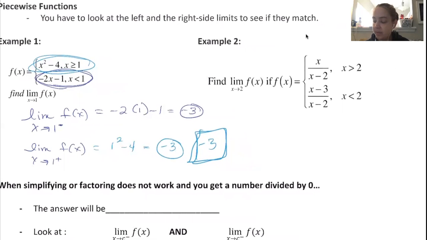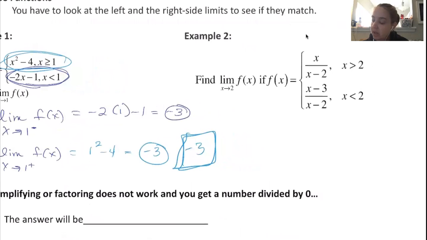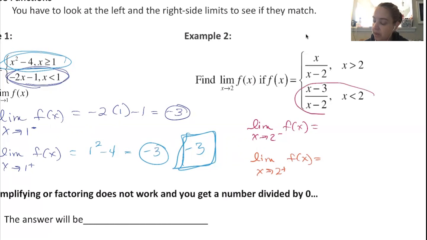I haven't worked out example 2 yet, but let's check this one out. Same idea. I want you to talk about left and right hand limits. So we're going to have the limit as x approaches 2 from the left of f of x, and the limit as x approaches 2 from the right of f of x. Remember, those don't mean -2, and they don't mean +2, they mean left and right. So 2 from the left, is that x greater than 2 or x less than 2? It's x less than 2, it's this one.